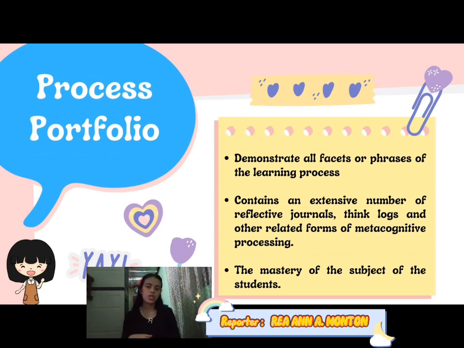The first type, the documentation portfolio, talks about the growth of the students. It just indicates the progress or the improvement of these students. Like you document the weaknesses and the best. It only indicates the weak and the best activities of the students. While in the process portfolio, it talks about the overall learning process. It indicates the mastery of the subject of the students. So that is how you can tell the difference between the two. Again, the first one is the documentation portfolio, and the second one is the process portfolio.